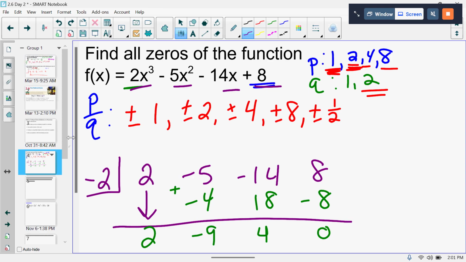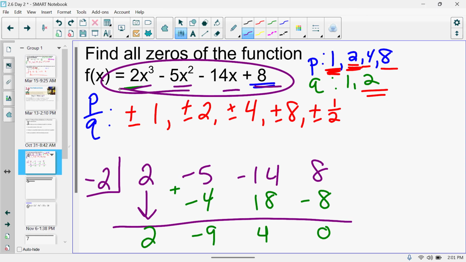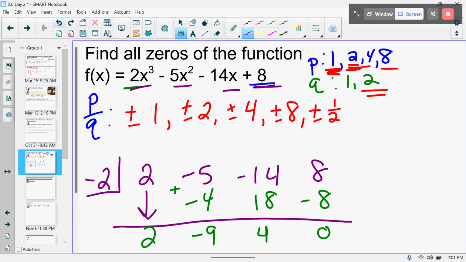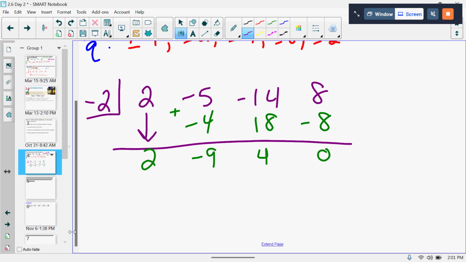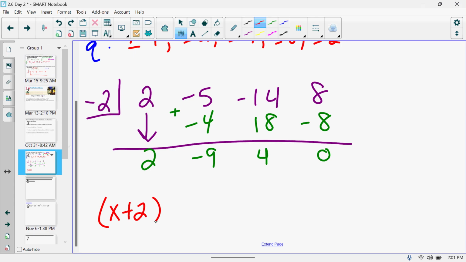Guys, remember, what we're really trying to do is write this in factored form, because if we can get it in factored form, then we'll be able to tell all the zeros, all the places where it crosses the x-axis. So remember, if it crosses the x-axis at -2, the factor would actually be x plus 2, right? Because if you fill in -2, -2 plus 2 is 0, right? So you just have to remember that's how you would write the factor.